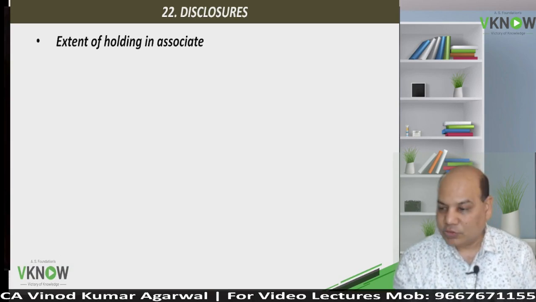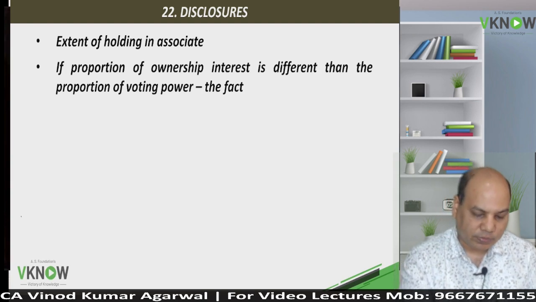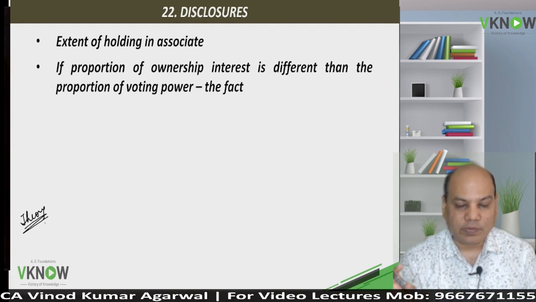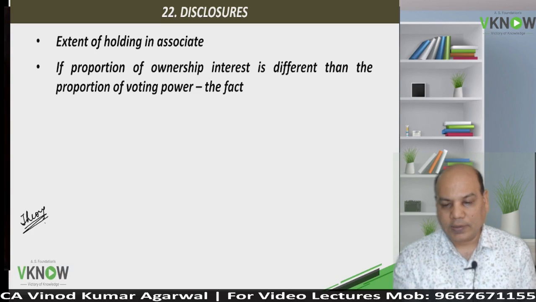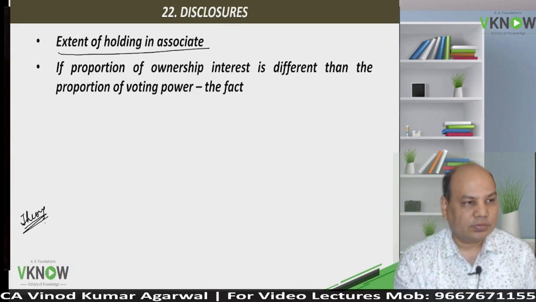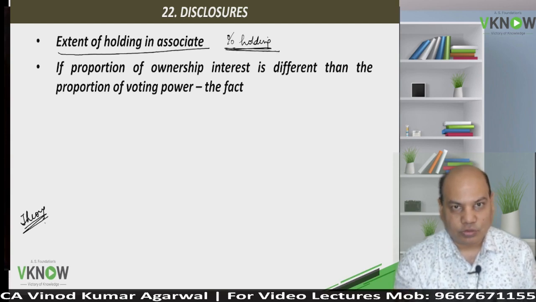Now the next is the disclosure requirement of AS23. Theory question. Disclosures are given in the notes to accounts. First, disclose the extent of holding in the associate. That is, what is your percentage holding? Whether you are holding 30%, 40%, 20%, give disclosure.